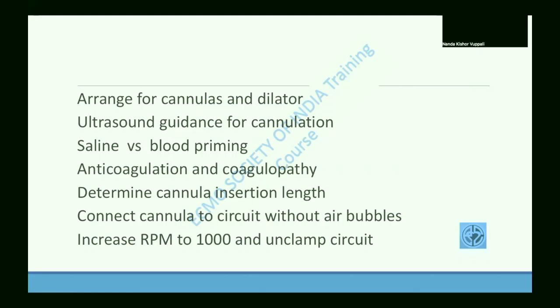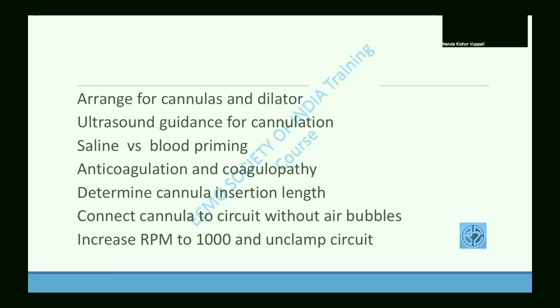Once you arrange the cannulas and dilators and open the circuit, usually what we do is saline priming. So you run the saline through the circuit before connecting it to the patient. But sometimes you do blood priming, especially if the patient is anemic, with pre-existing anemia. Or in the case of children, where the priming volume itself is equivalent to the child's blood volume and there is a risk of dilutional anemia. So we do blood priming in those situations.